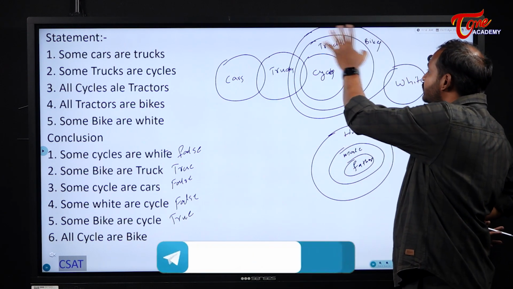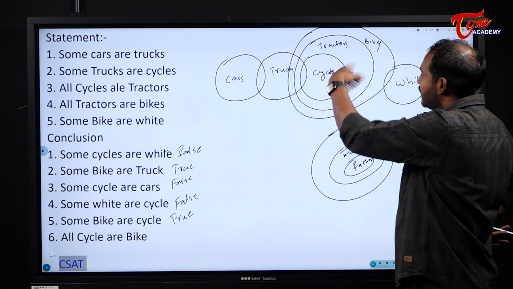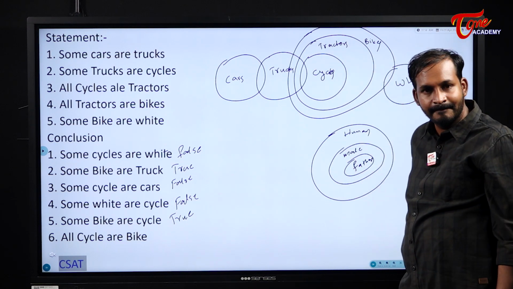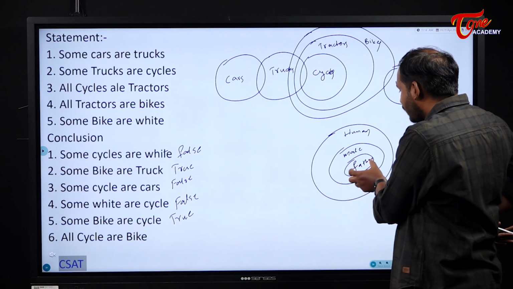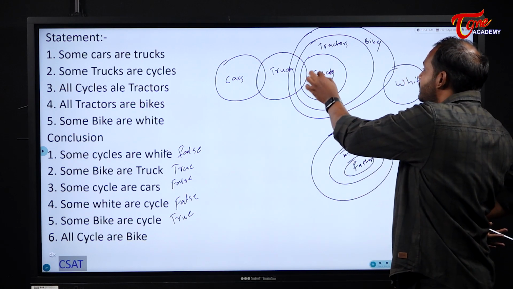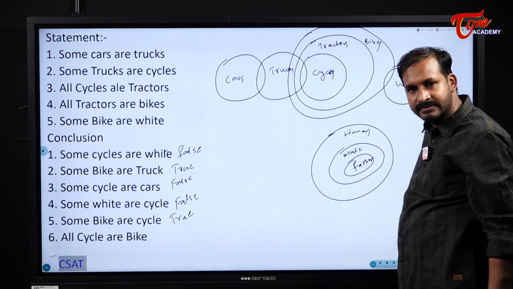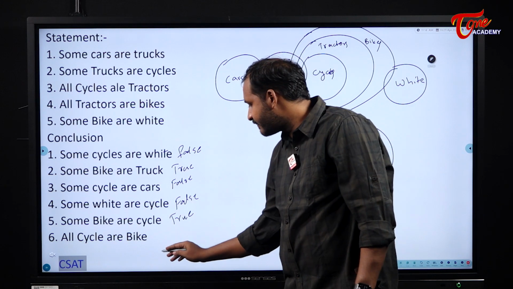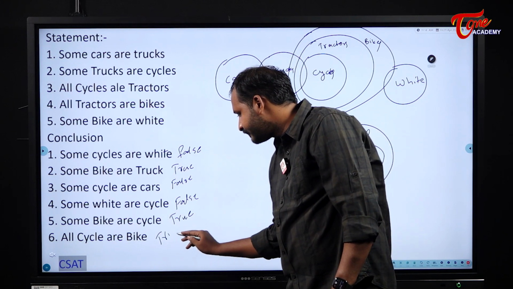Similarly here also, the largest group is bikes. Inside that I have tractors, inside that cycles. Then obviously all cycles will become bikes, right? Similarly, how all fathers become human beings. Here also the same logic. All cycles will become bikes. Am I correct or not? Yes. So all cycles are bikes. This is also true. Understood?